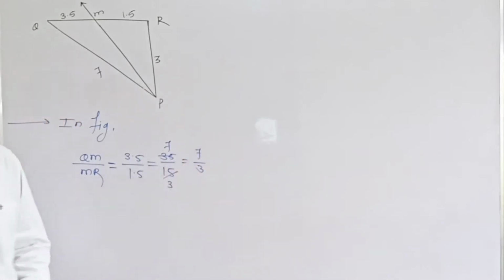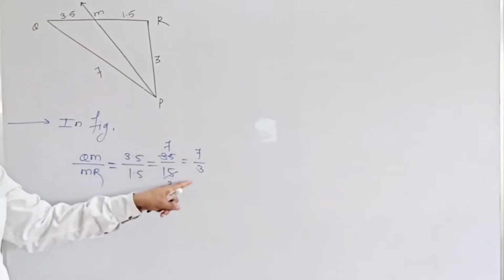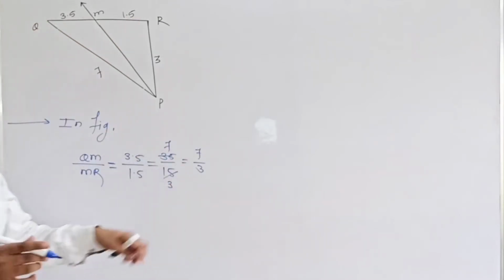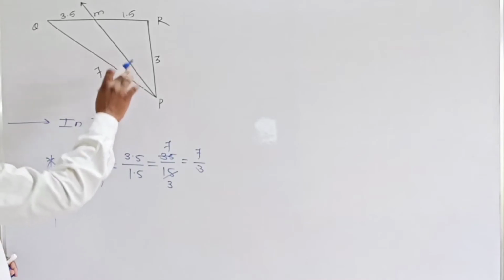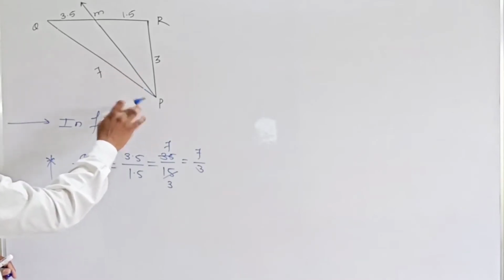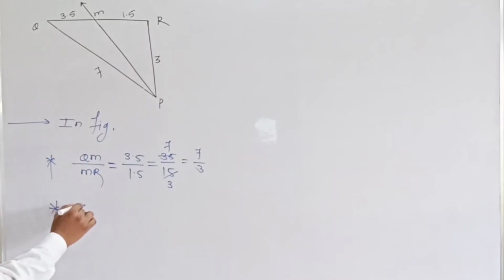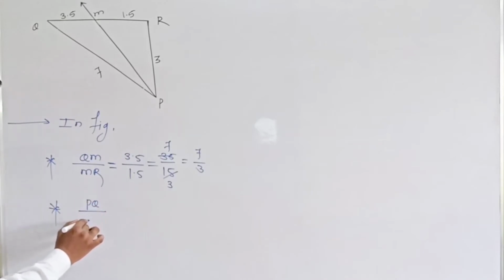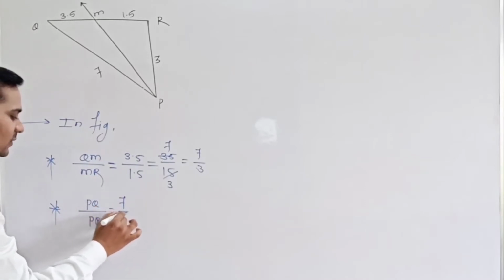Now look at this ratio. QM upon MR is equal to 7 upon 3. So let's check the other ratio. Which is the next ratio? The remaining sides of the triangle PQR. So which are the remaining two sides? This QP and PR. So let's take the ratio of those sides. PQ upon PR is equal to, again, 7 upon 3.